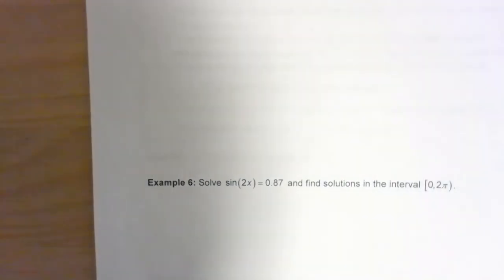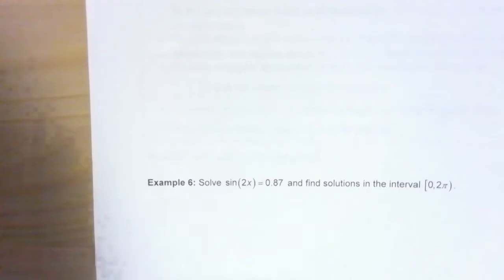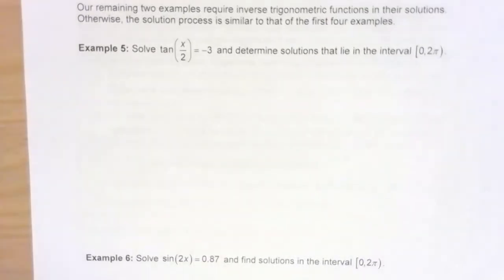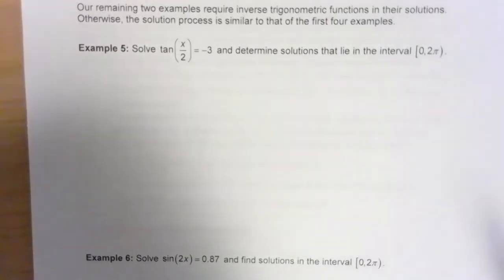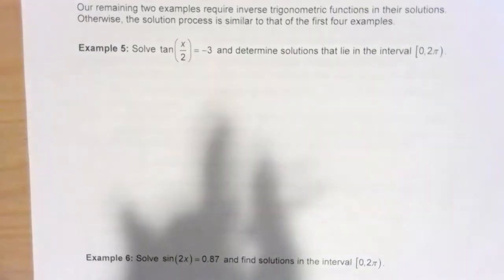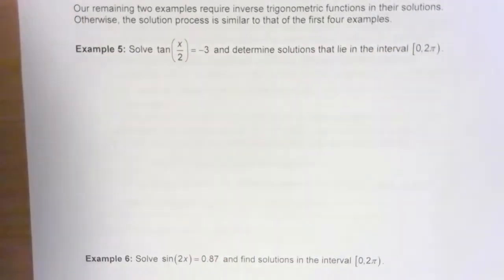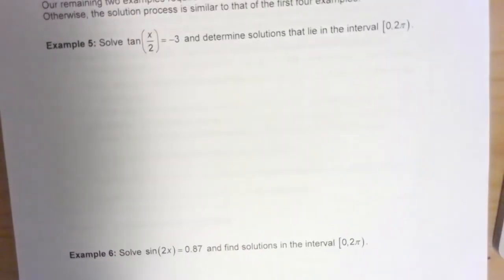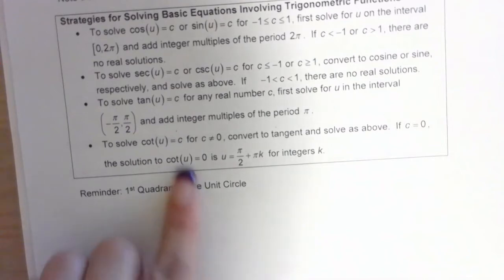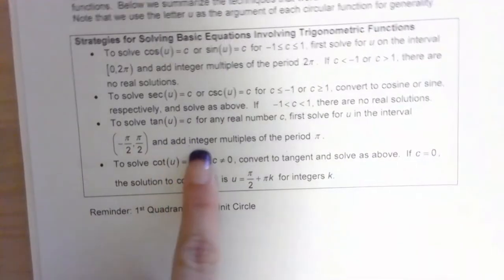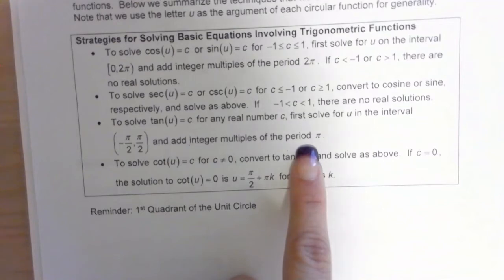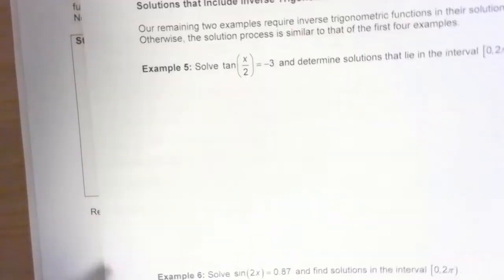Alright, next one. So we're going to solve using inverse. So you need to have your calculator. We're doing inverse because these points aren't obvious on the unit circle, so we're going to have to use our calculator to help us, okay? So, first thing we're going to do with tangent, if you look at your rules, for tangent, it's multiples of pi. So whatever we get, we're just going to add pi k onto it.